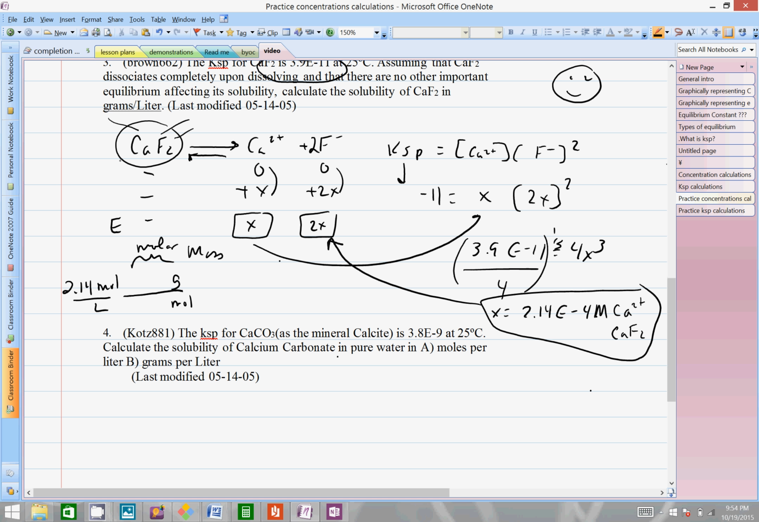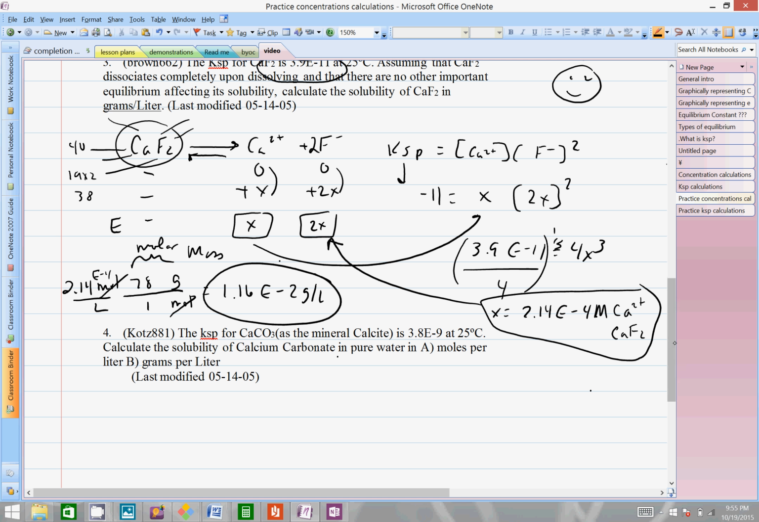Now, for calcium fluoride, you need to add up the molar mass. This is 19 times 2, so 38. I'm estimating here, I don't have a calculator or periodic table in front of me, and I think calcium is about 40. So we're looking at about 78 grams to 1 mole, and therefore 2.14 e to the negative 4th moles per liter times 78 gives 1.16 e to the negative second grams per liter. Notice my moles cancel, and I am left with grams per liter.